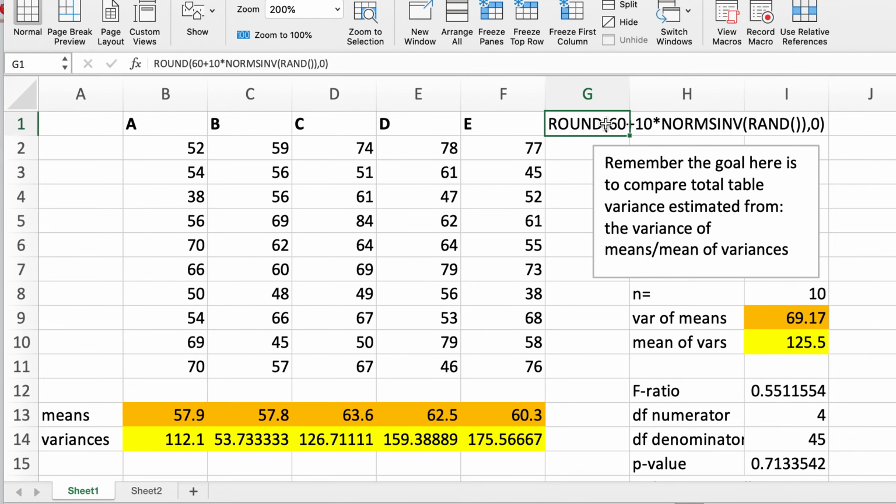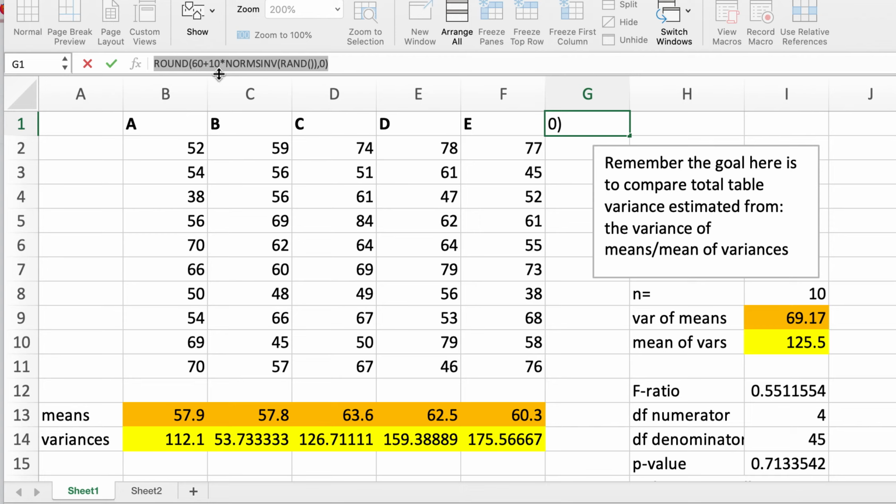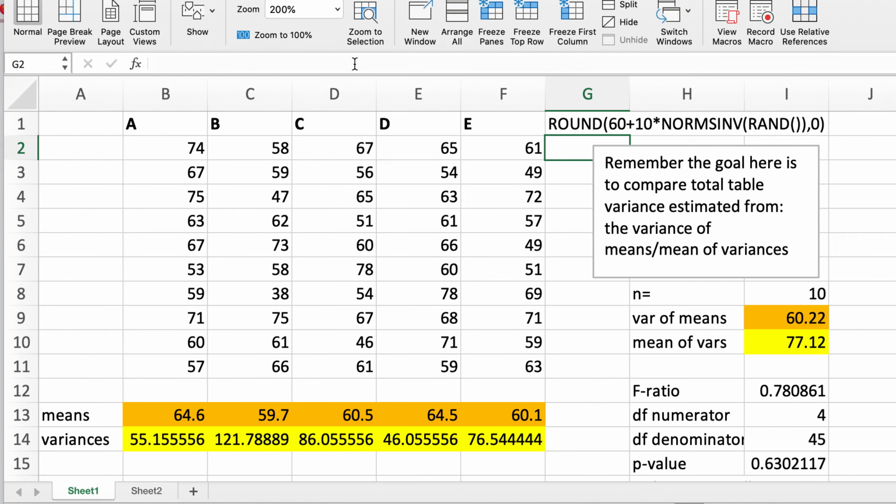Remember, the equation here at the top is the same in every cell in the whole table, which makes the null true. This equation says that you're drawing from a normal distribution with a mean of 60 and a standard deviation of 10. That's what is being drawn for each of these different cells. In the next example, we're going to shift the means so the null is no longer true, such that group A has a different mean than group B, which has a different mean than group C. All right, thanks for listening.